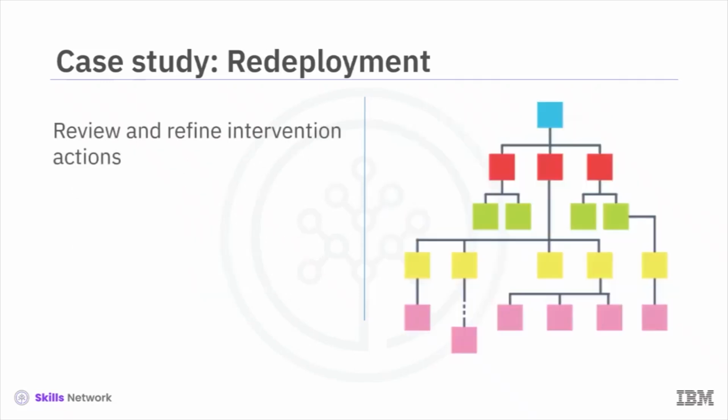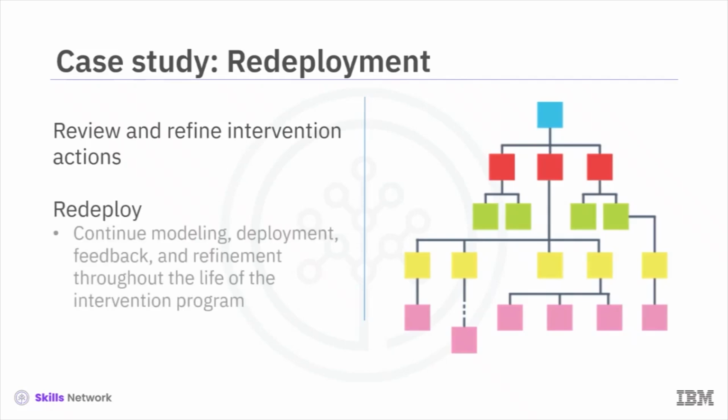Also, the intervention actions and processes would be reviewed and very likely refined as well, based on the experience and knowledge gained through initial deployment and feedback. Finally, the refined model and intervention actions would be redeployed with the feedback process continued throughout the life of the intervention program. This is the end of the feedback portion of this course.